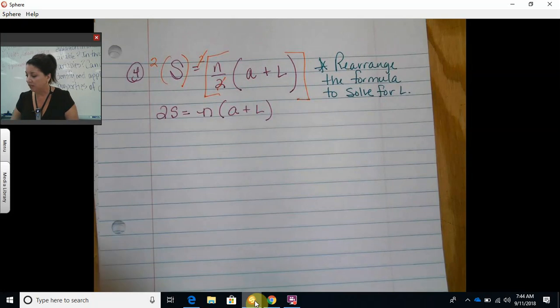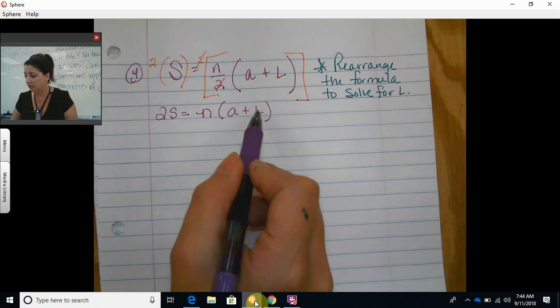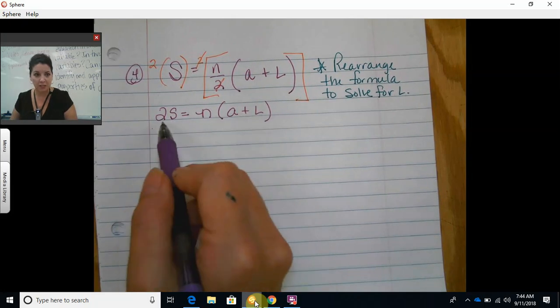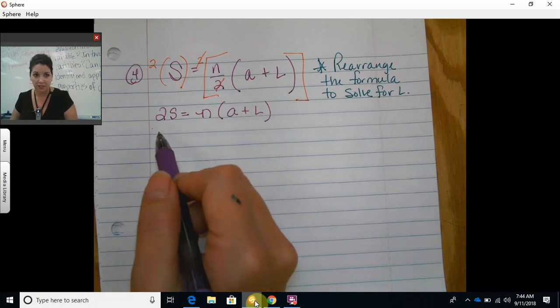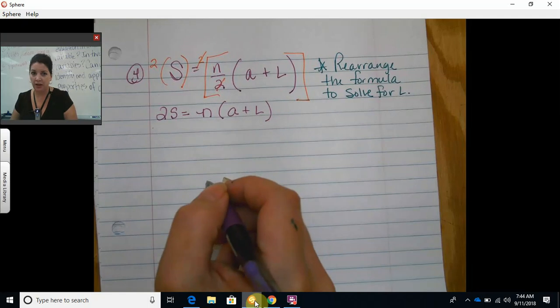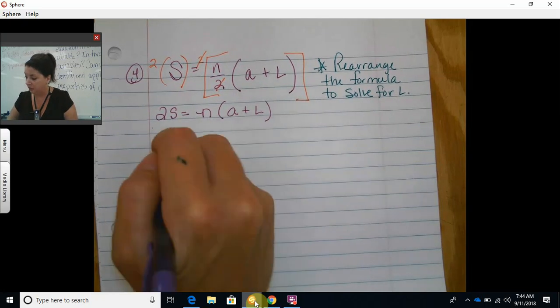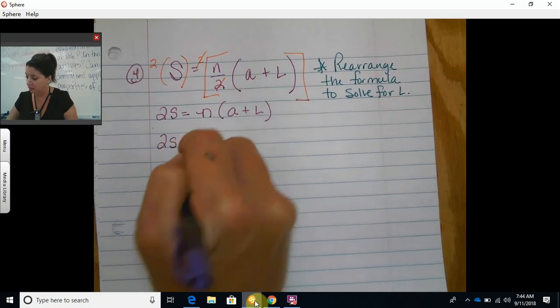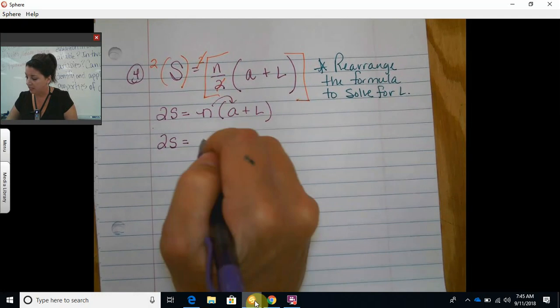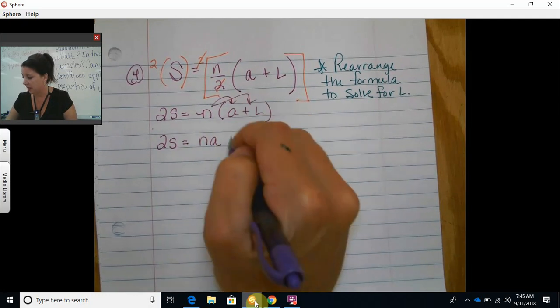Now, you may want to divide both sides by a plus L, but remember, you're wanting to get L by itself. If you divide both sides by a plus L, you just made another fraction with L in the denominator, so you might not want to do that. If you didn't do that, what else could we do? We could distribute the n, correct? So we have 2s equals n times a is na, n times positive L is positive nL.